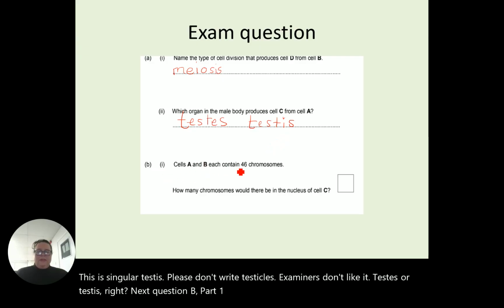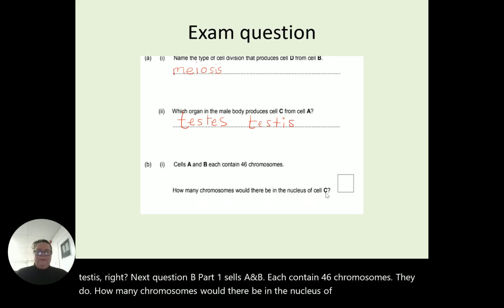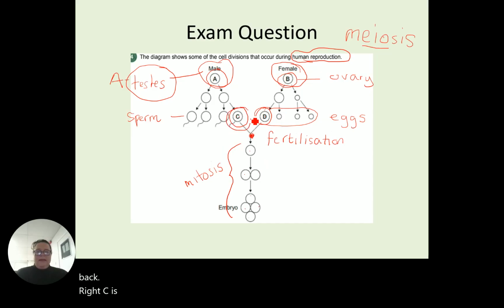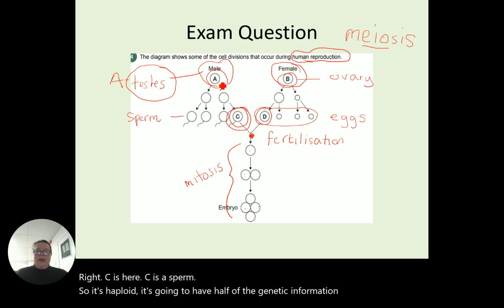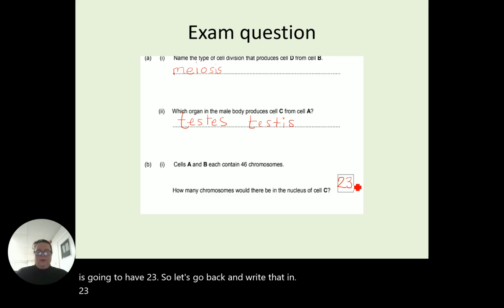Right, next question, B, part 1. Cells A and B each contain 46 chromosomes. They do. How many chromosomes would there be in the nucleus of cell C? Okay, let's jump back. Right, C is here. C is a sperm. So it's haploid, it's going to have half of the genetic information. So if A has 46, this is going to have 23. So let's go back and write that in. 23. The only cells in the human body that have 23 are a sperm or an egg. So if there's anything to do with sperm or eggs, it'll be 23 chromosomes.